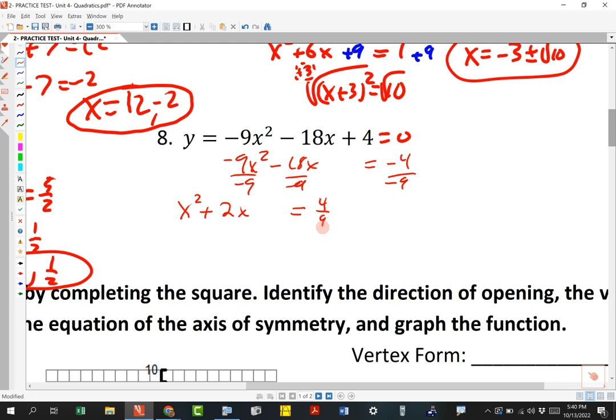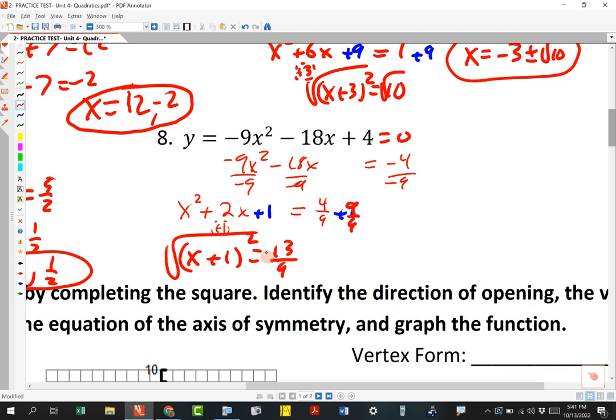Positive 4/9. And then I'm going to take half the middle coefficient. That's going to be a positive 1. And I'm going to square that. So I'm going to add 1 to both sides. And again, when I add 1, I'm going to think of that as 9/9 here in just a second. So this is going to be (x plus 1) quantity squared. And then over on this side, this is going to count as 9/9. So this is going to be 13/9.